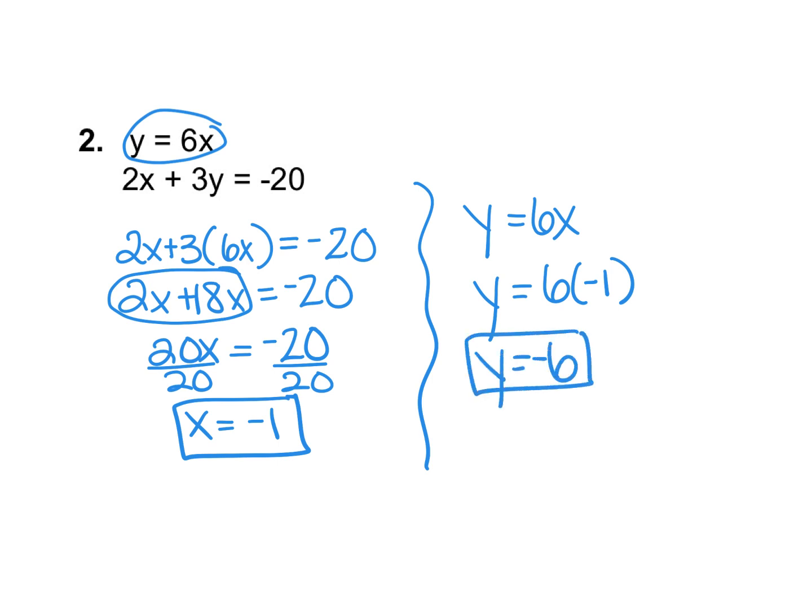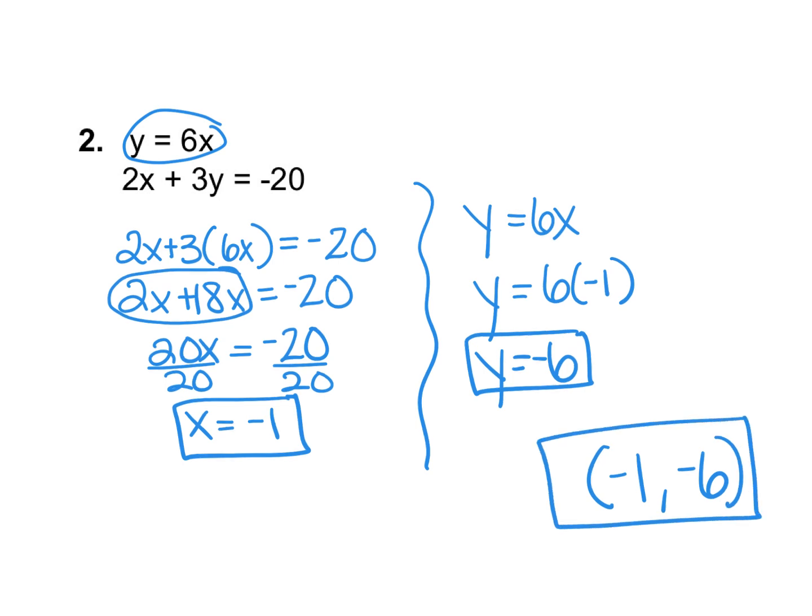All right, so once you have both points, the x and the y, the solution to this system of equations then is my negative 1 for x and my negative 6 for my y. And so this here, the negative 1, negative 6, is the solution to that system.